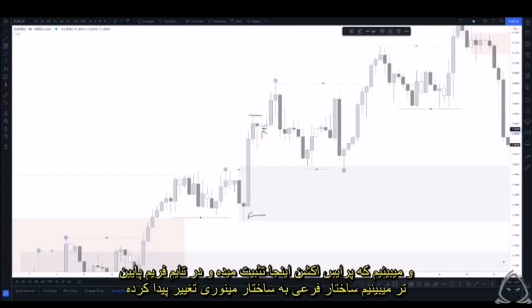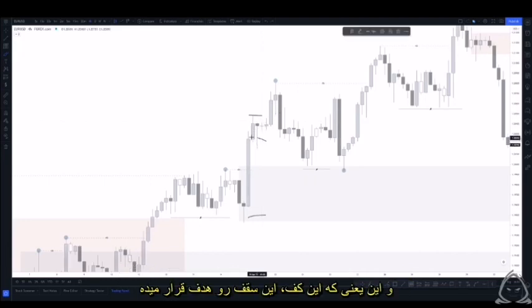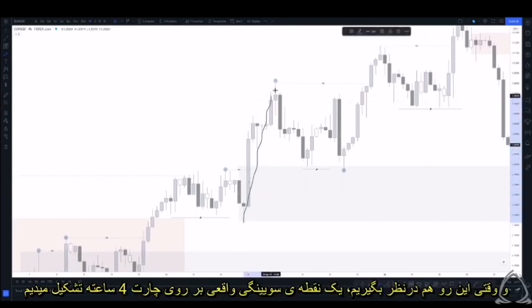And what we can see is price action here consolidates, and on a lower time frame, what we would see is substructure changing to minor structure. And what that means is that this low is targeting this high, therefore this high is targeted. And when we factor that in, we create an actual swing point on the 4-hour chart.